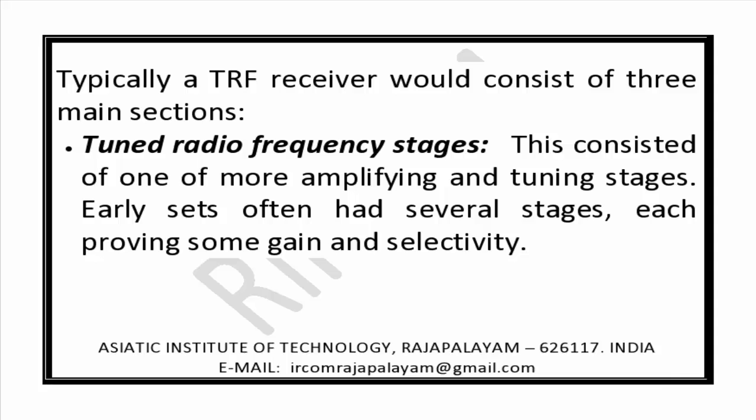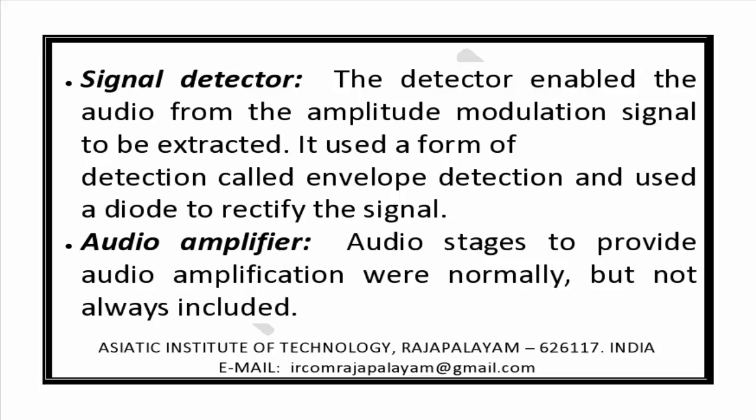Signal detector. The detector enabled the audio from the amplitude modulation signal to be extracted. It used a form of detection called envelope detection and used a diode to rectify the signal. Audio amplifier. Audio stages to provide audio amplification were normally but not always included.